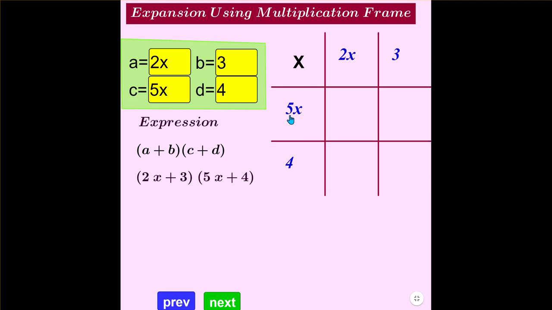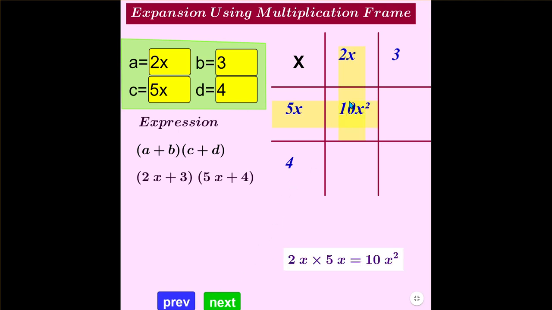So let's start off with the 5x times 2x. As always, we do sign, which is plus times plus, plus. Next we go on to number, 5 2s is 10. Next we go on to variables, and the variables give us x times x, but we can shorten that to x squared.